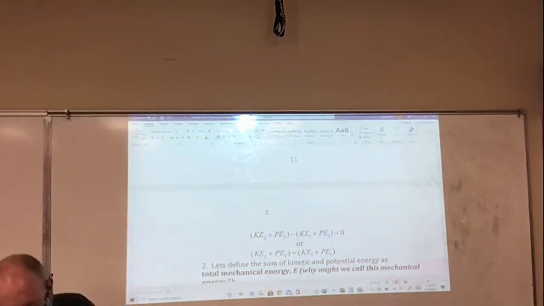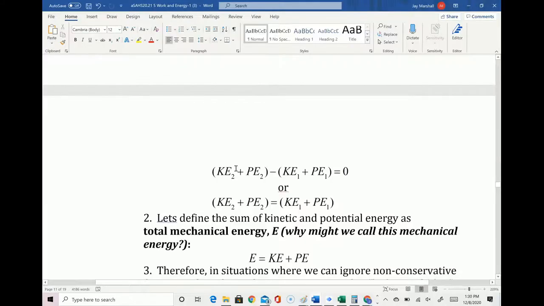Okay? Now, we're going to call the sum of kinetic and potential energy the total mechanical energy, or E. Why might we call this mechanical energy?